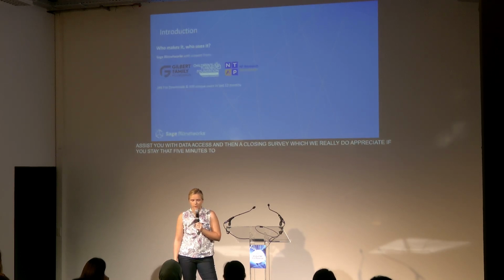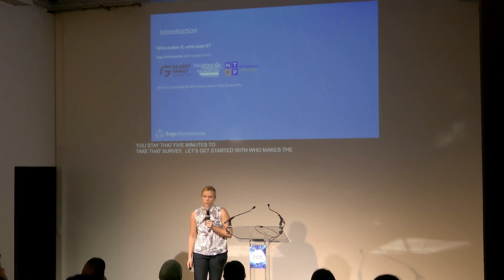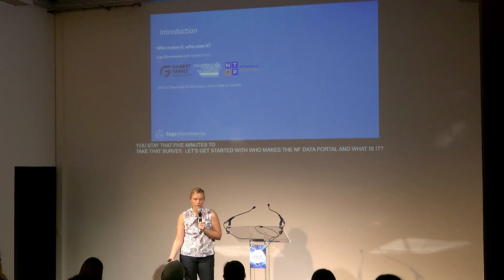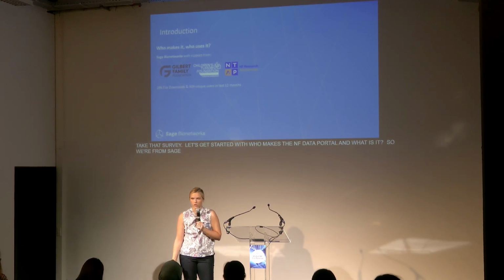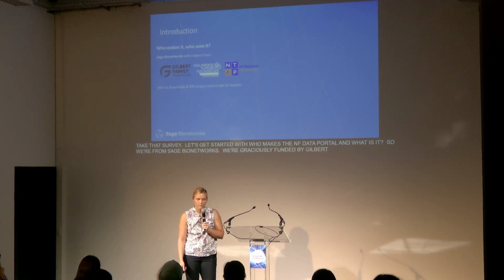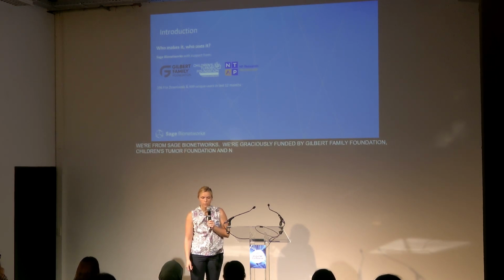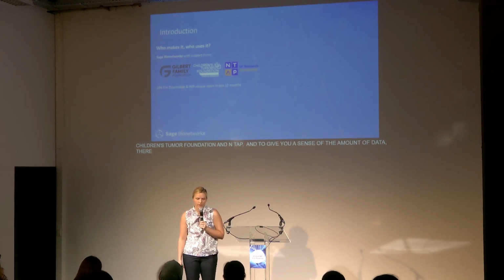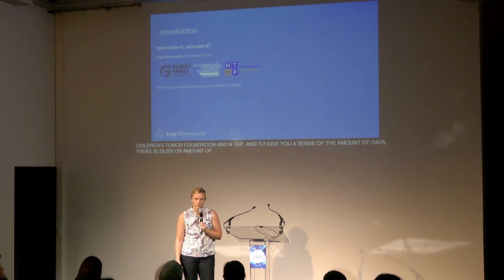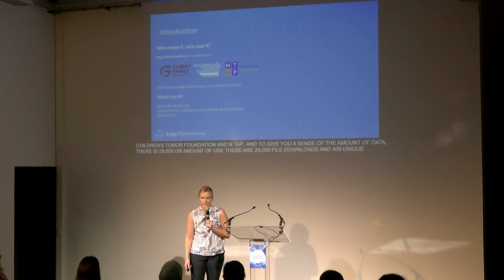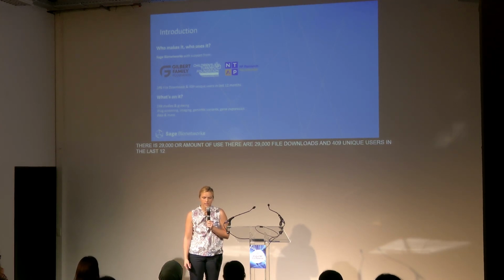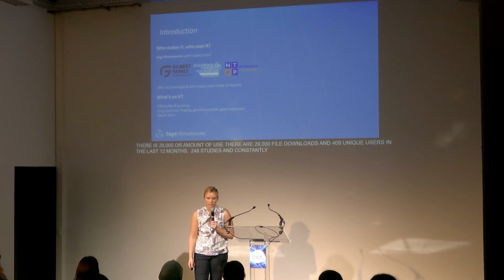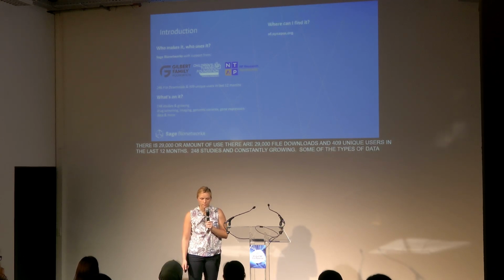Let's get started with who makes the NF data portal and what is it. We're from Sage Bionetworks, graciously funded by Gilbert Family Foundation, Children's Tumor Foundation, and NTAP. To give you a sense of the use of the portal, there are 29,000 file downloads and 409 unique users in the last 12 months. There are 248 studies, and it's constantly growing. Types of data include drug screening, imaging, genomic variants, gene expression, and more.